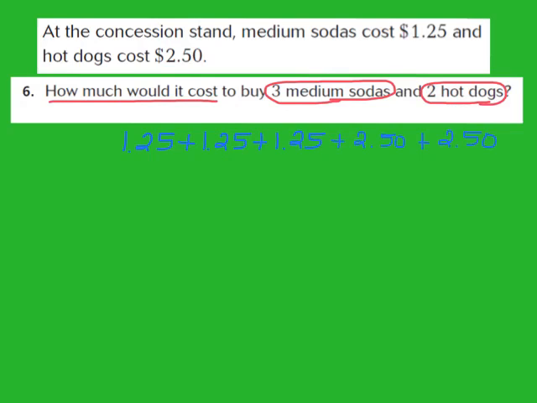Now, my last step is to calculate the total cost. So when I add those amounts together, representing once again the 3 medium sodas and the 2 hot dogs, my total amount turns out to be $8.75. And I can go ahead and stop here because the question says simply, how much would it cost? So we have our 3 medium sodas plus our 2 hot dogs, and once again our total cost turns out to be $8.75.